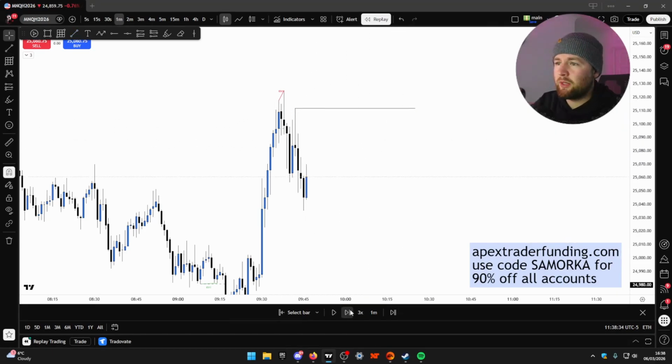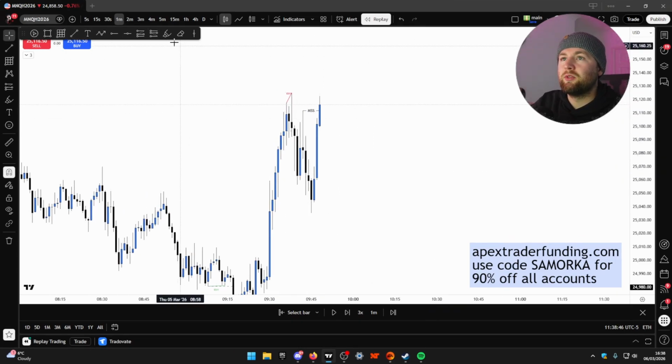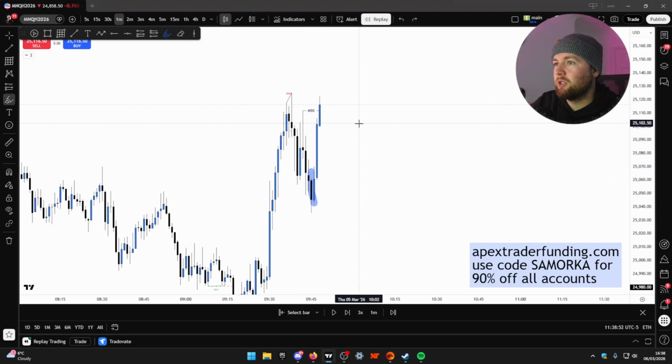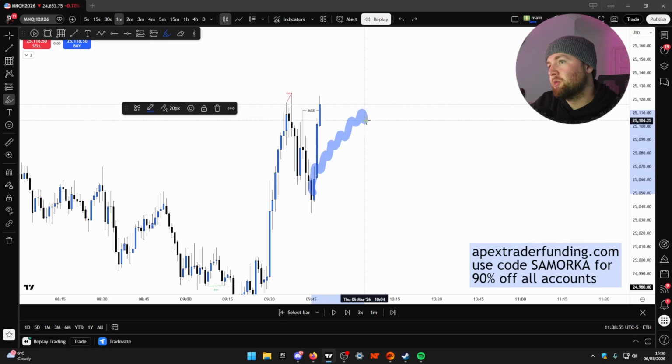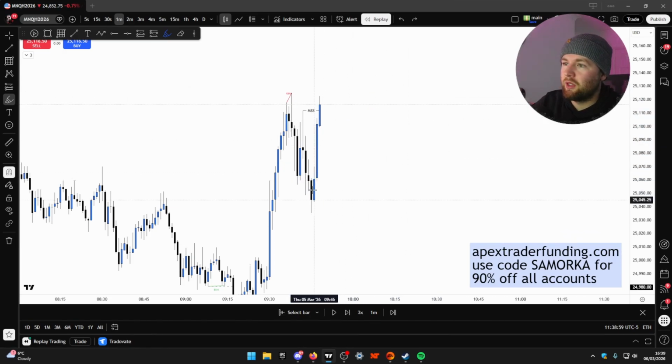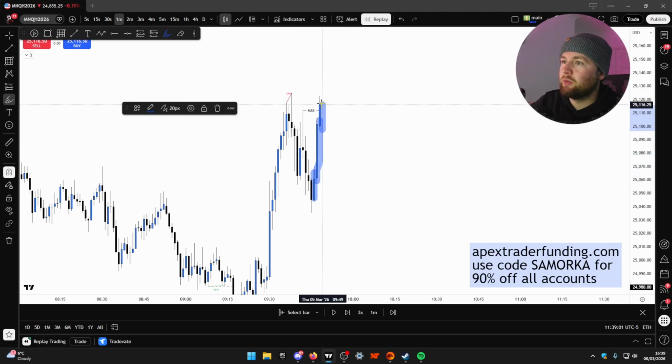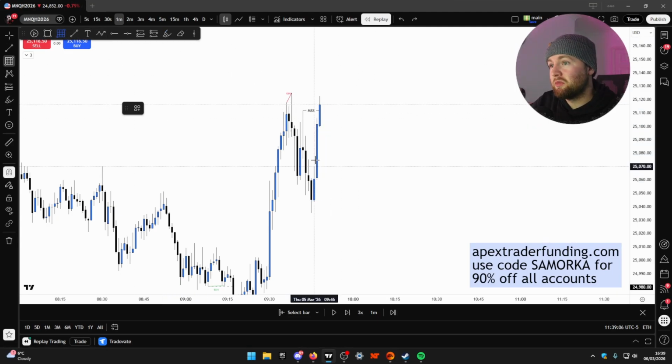To look for buyers, we want to see a market structure shift to the upside. All right, so there's your market structure shift right there. And what do you see? We've got a market structure shift and an absolute buttload of displacement. Price was not hesitating up towards this high. If price was hesitating up to this high, I would not be taking a trade. But as you can see, big displacement candles right here. We now have this fair value gap sitting right here, pretty obvious.